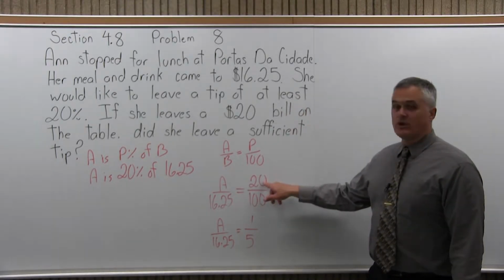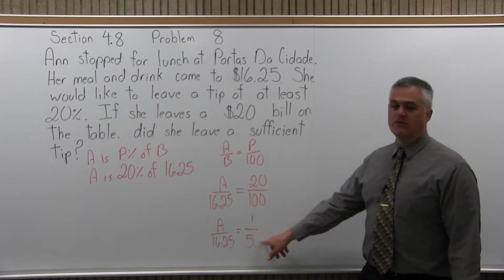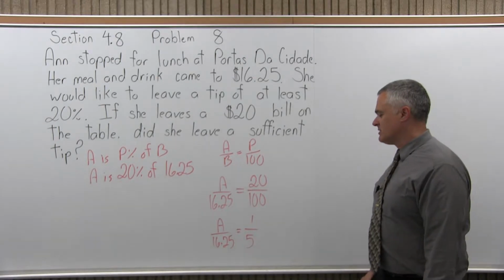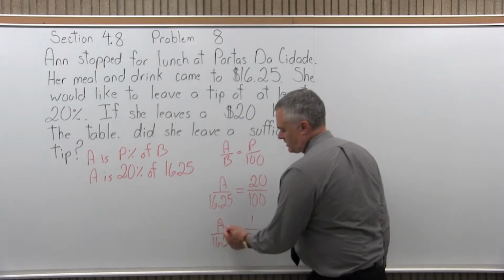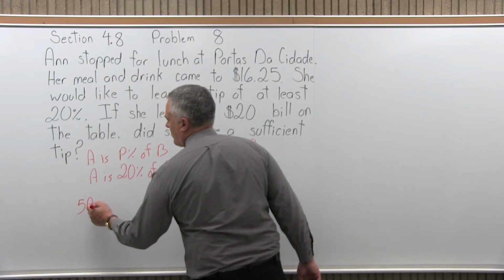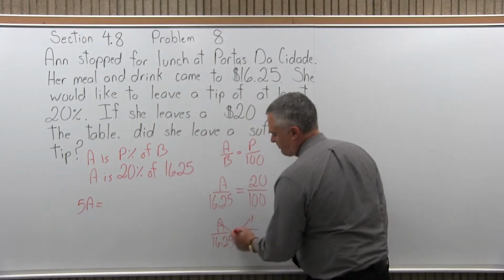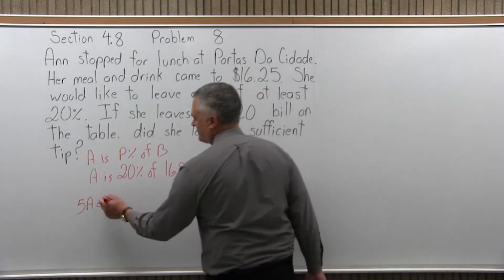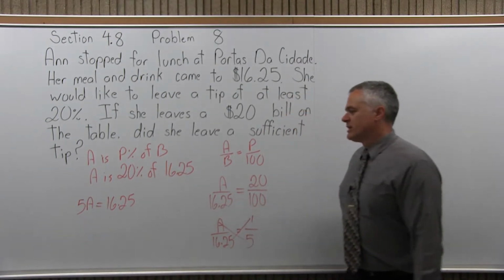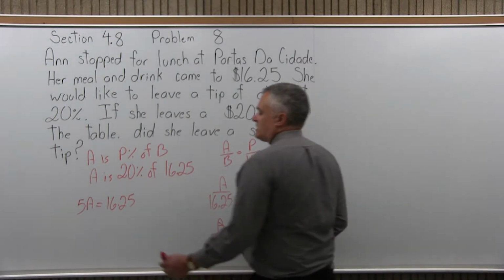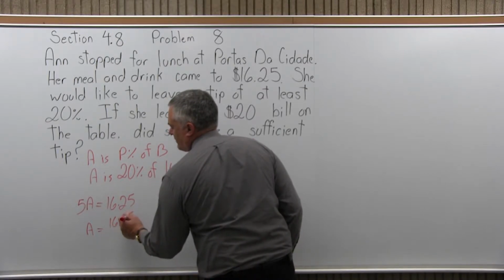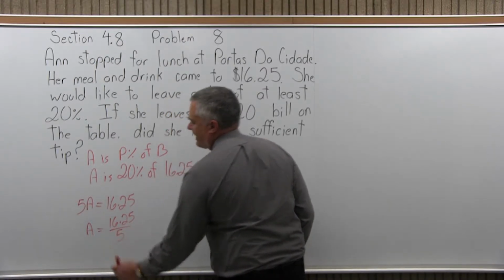Because 20 divides into 20 once, and 20 divides into 100 5 times. If you don't reduce it, you'll get the same answer. The smaller numbers are a little bit easier to deal with. So at this point, I will cross multiply. A times 5 is 5A. And multiplying the other way, 1 times 16.25 is 16.25. Times 1 is very easy multiplication. So to finish it to the end, what I have to do is divide away the 5. I have 16.25 over 5.